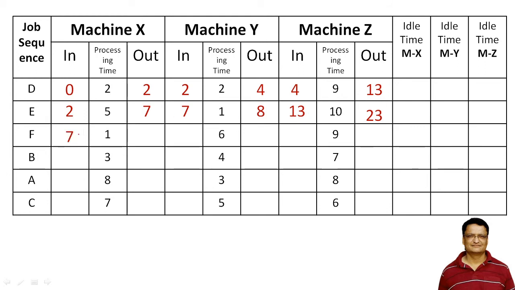Now meanwhile again you can put this 7 value over here plus 1, it will give 8, right? And again now at this 8 this job F can enter machine Y because this machine is available, right? And it has completed the processing for the previous job. So 8 plus 6 will give me 14, right?